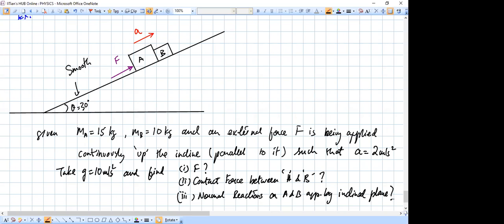Yes, they are in contact. Obviously you're pushing them from below and they're accelerating together, so they will have to be in contact, na beta? When you're applying a large amount of force and they are actually moving up, they will have to be in contact. It cannot be that they are not in contact.